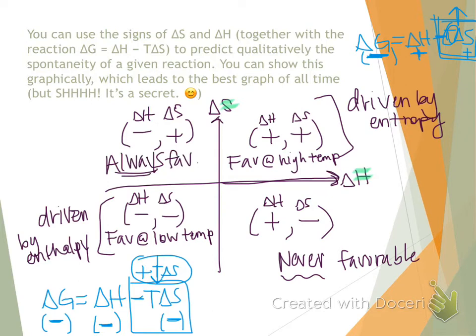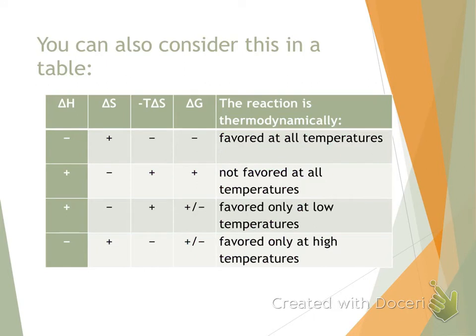So when it comes to tests and quizzes, we need to know this relationship so we can simplify our coordinate plane. For those purposes, it's our graph, so S to H. Whenever in the upper right quadrant, it will be favorable at high temperatures. In the lower right, it is never, so that's when it's positive, negative. Whenever we're negative, negative, it is favorable at low temperatures. And whenever we're negative, positive, it is always favorable. This exact same information can be considered in a table as well, like we see here.